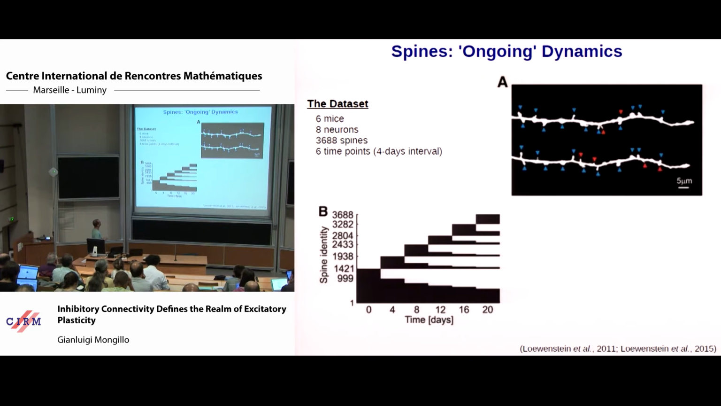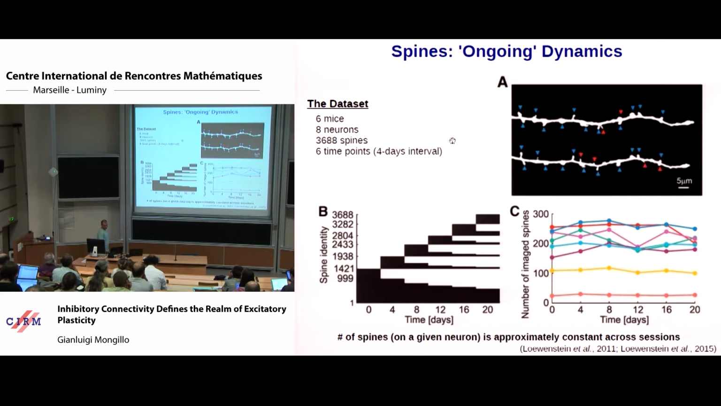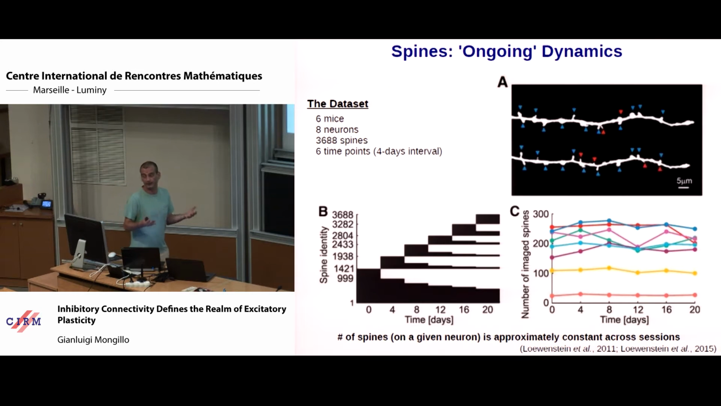So you can see this where the spine is present on the first day. And you see that a fraction of them is disappearing. And at the same time, you have formation of spines. And this dynamics going on. So yeah, formation and elimination. Now, what is kind of interesting is that if you look at the number of spines per neuron, well, this number is approximately constant across the sessions. So you have formation, elimination, but the number is roughly constant. So there is no net change in the number of spines.